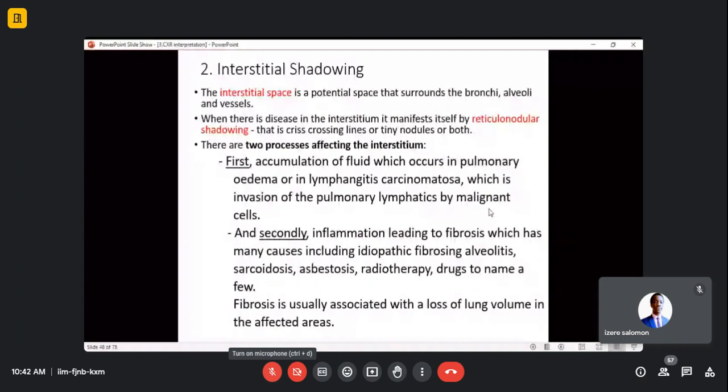Okay. So we have just seen airspace opacities or alveolar opacities. We go now to interstitial shadowing opacities. Shadow opacity is the same. Interstitial. That's the reason why I was asking you to read about the secondary pulmonary lobule.